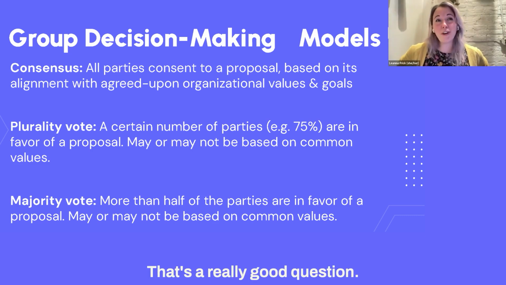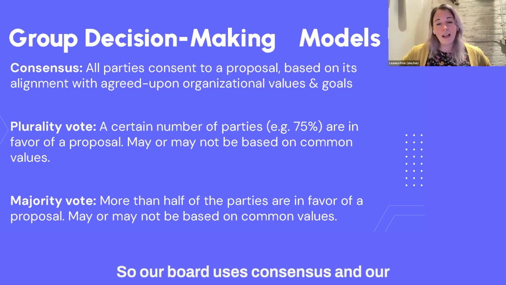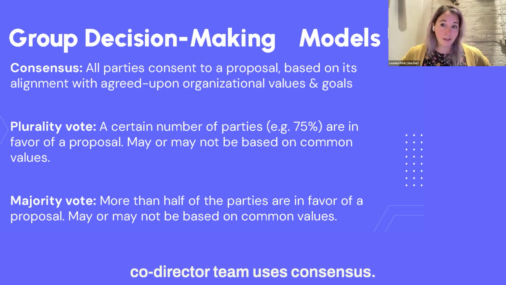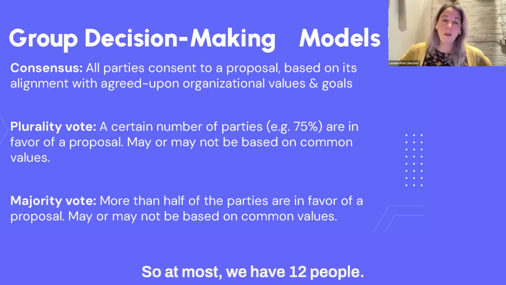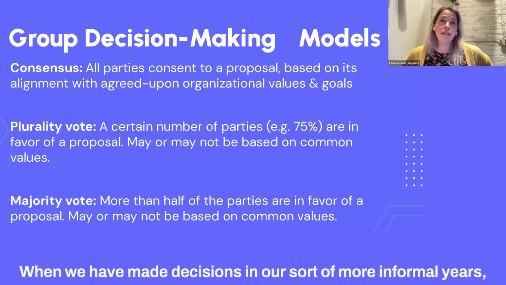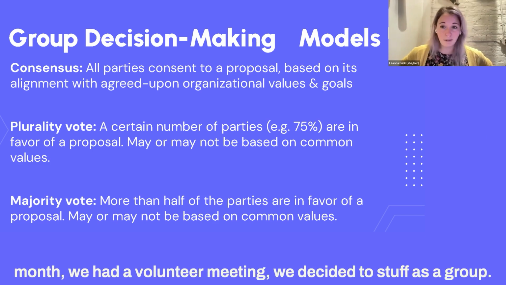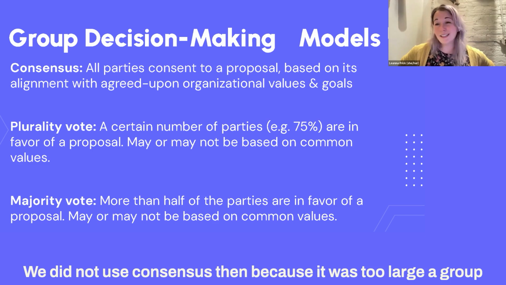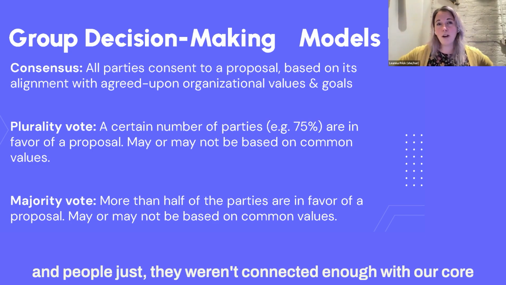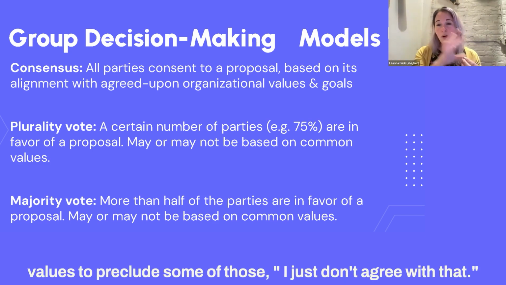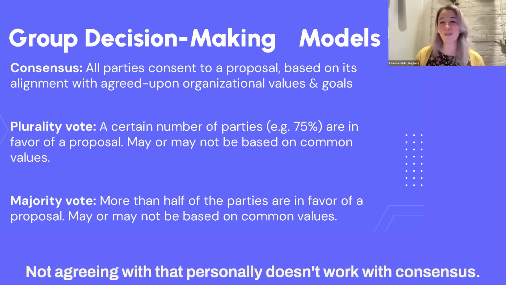That's a really good question. So our board uses consensus, and our co-director team uses consensus. So at most, we have 12 people. When we have made decisions in our more informal years, we had 30 to 40 volunteers who would come together once a month. We had a volunteer meeting. We decided stuff as a group. We did not use consensus then because it was too large a group and people weren't connected enough with our core values to preclude some of those. I just don't agree with that. Not agreeing with that personally doesn't work with consensus.